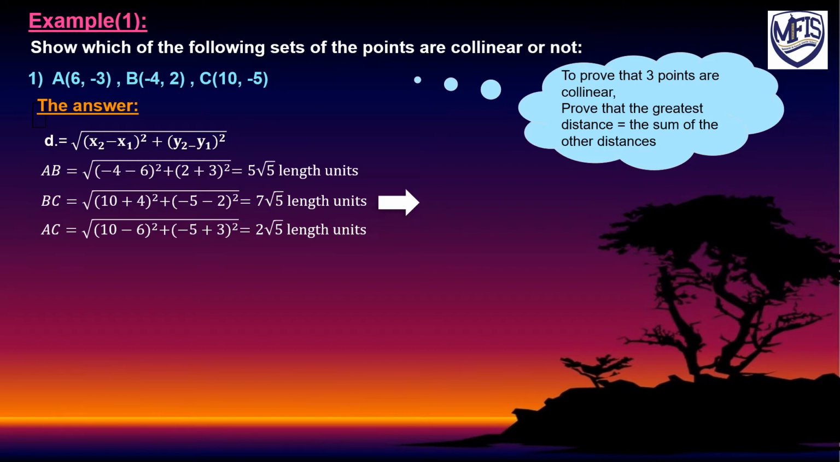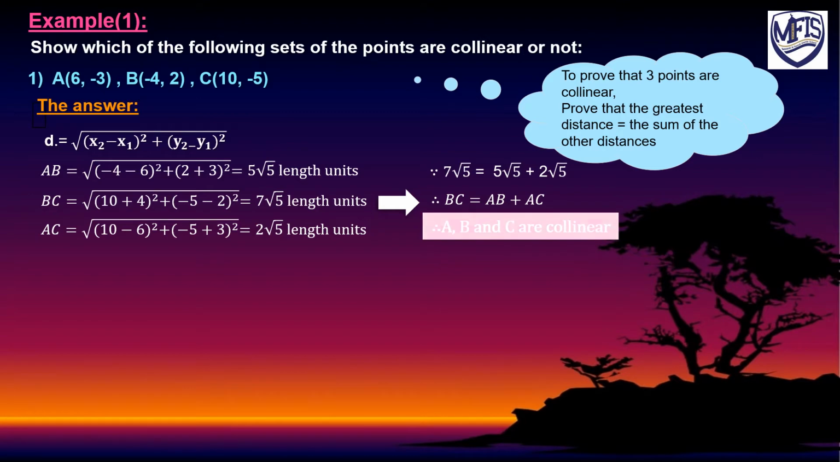Now, I will compare the longest one and the sum of the other sides. 7 root 5 equals 5 root 5 plus 2 root 5. That means BC equals AB plus AC. Then, if the longest side equals the sum of the other sides, that means the 3 points are collinear. The second set: A (-1, -1), B (2, 3), C (6, 0).